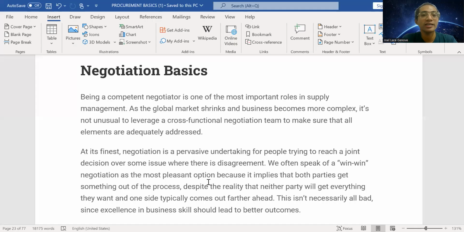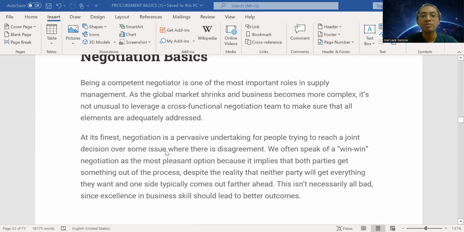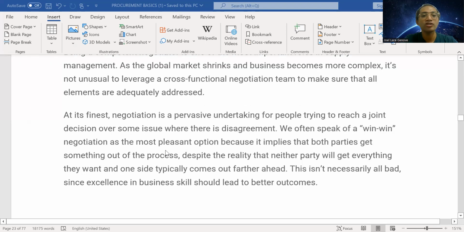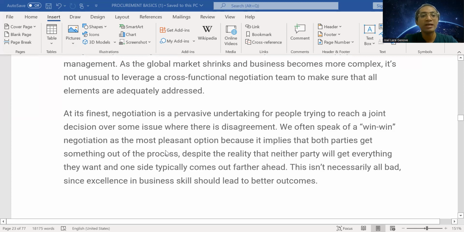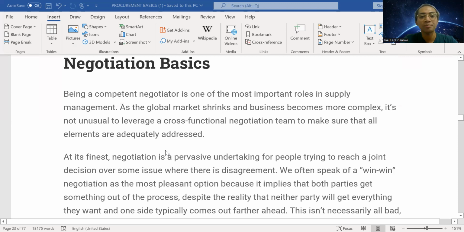This is still with negotiation. Negotiation basics. Being a competent negotiator is one of the most important roles in supply management. As the global market shrinks and business becomes more complex, it's not unusual to leverage a cross-functional negotiation team to make sure that all elements are adequately addressed. At its finest, negotiation is a persuasive undertaking for people trying to reach a joint decision over some issue where there is disagreement. We often speak of a win-win negotiation as the most pleasant option.